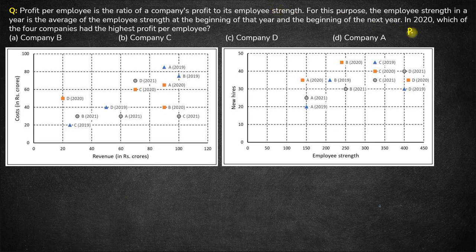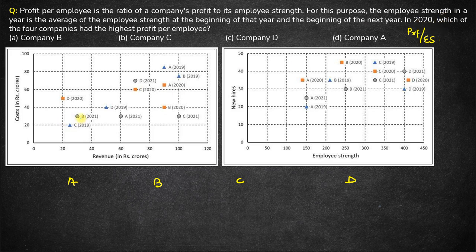Okay, profit to employee strength. For this purpose, the employee strength in a year is the average of the employee strength at the beginning of that year and the beginning of next year. In 2020, which of the four companies had the highest profit per employee? Okay, so let's calculate for A, B, C and D the profit ratio per employee strength. So this is what we want for 2020.